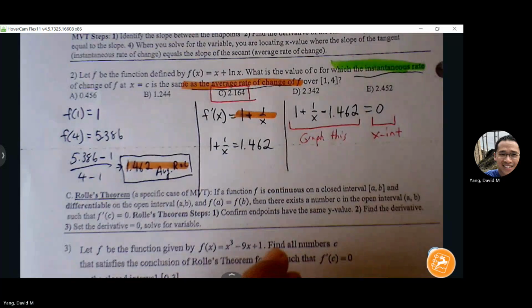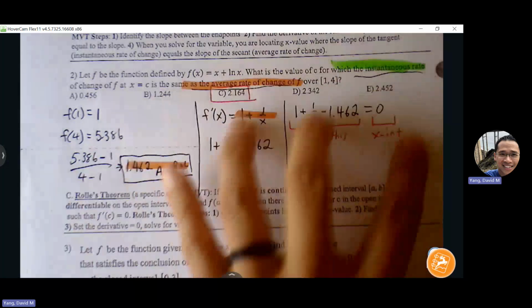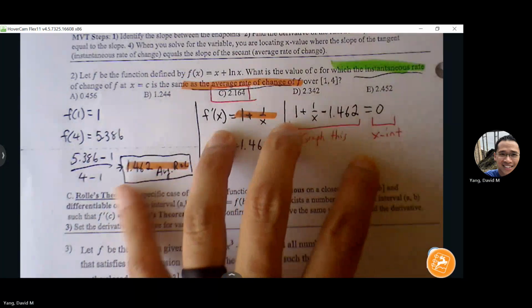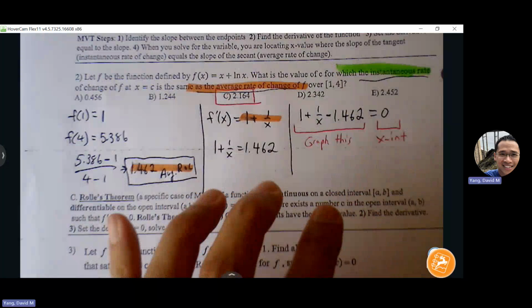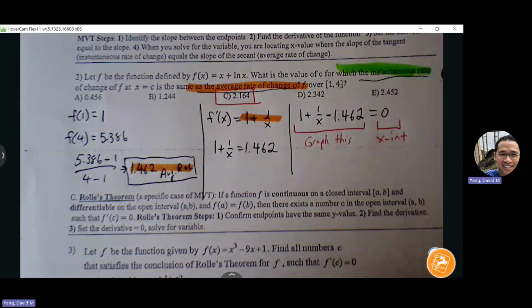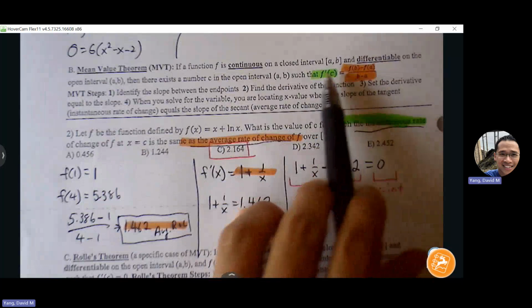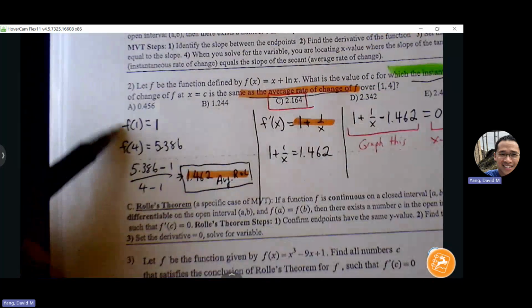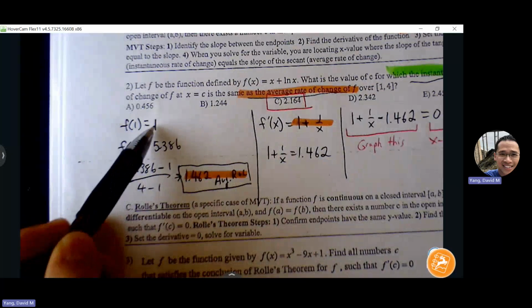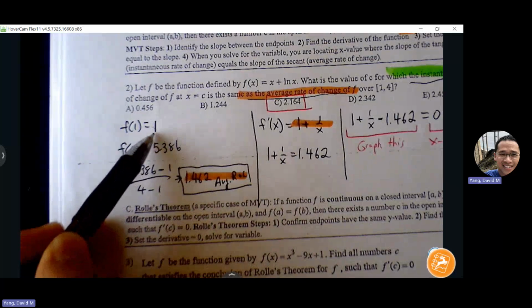Okay. Rolle's theorem is virtually identical to the Mean Value Theorem, but it's just a more specific, more restrictive version of it. We still go through the same process. We're still finding the slope between the endpoints. But between the two endpoints, if it's Rolle's theorem, what do the two y values have to be?